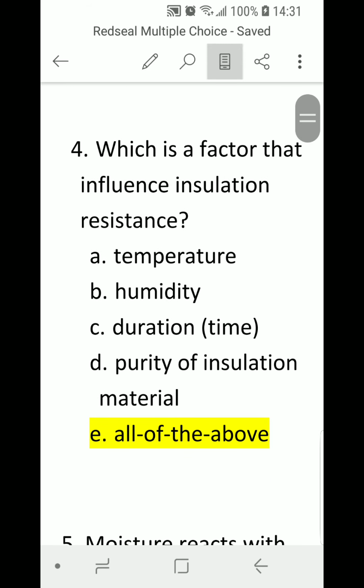Number 4. Which is a factor that influences insulation resistance? A. Temperature. B. Humidity. C. Duration or time. D. Purity of insulation material. Or E. All of the above. Correct answer is E. All of the above.